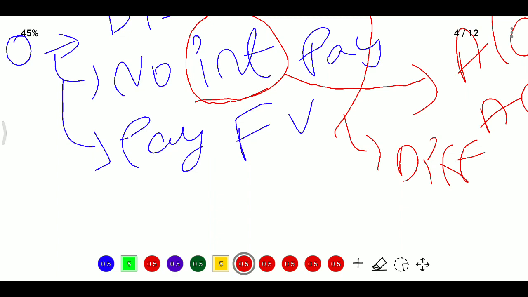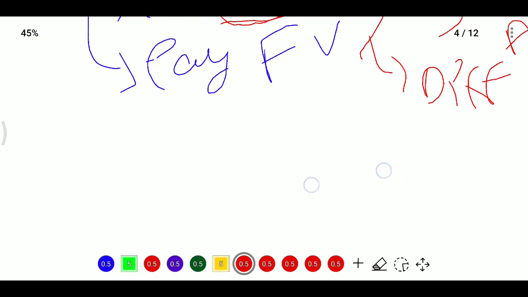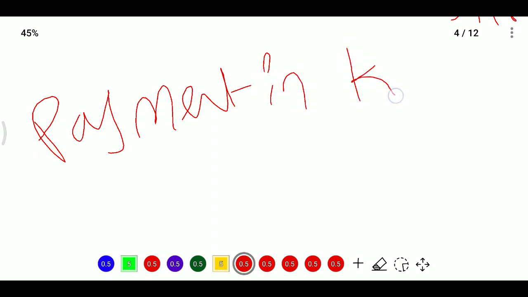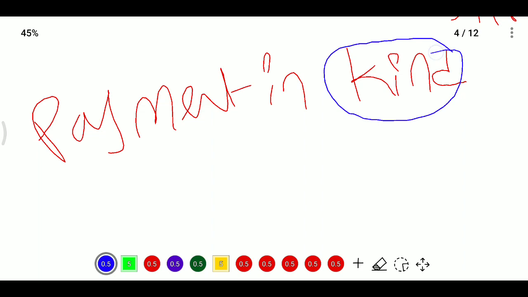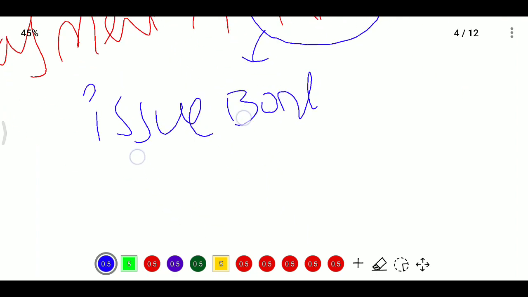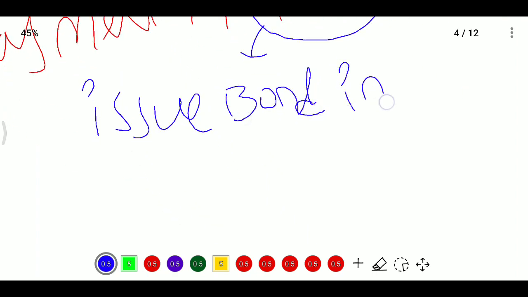After that, payment in kind, also known as PIK bonds. In this case, the company issuer will not pay any cash. By not paying cash, they will issue other bonds for the interest portion also. All of them will be paid at the maturity period. So at maturity they will repay the amount.